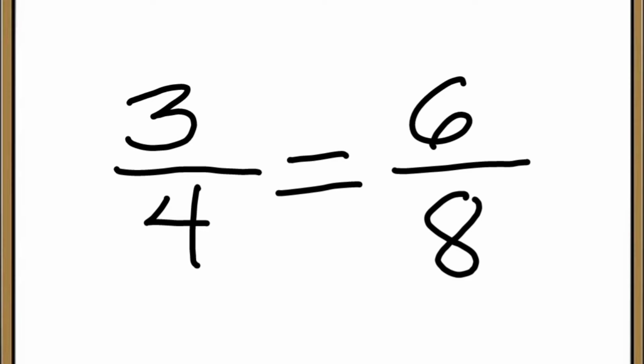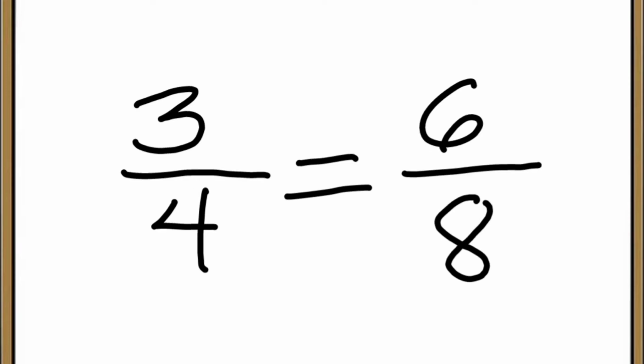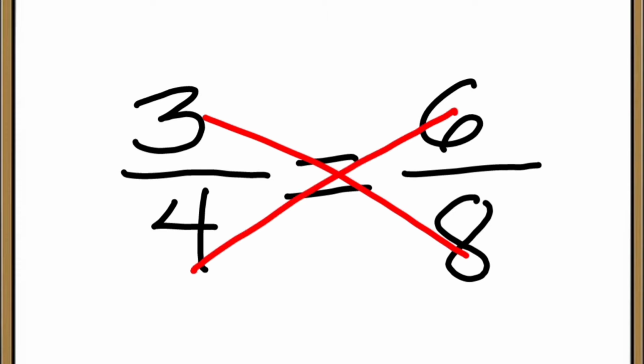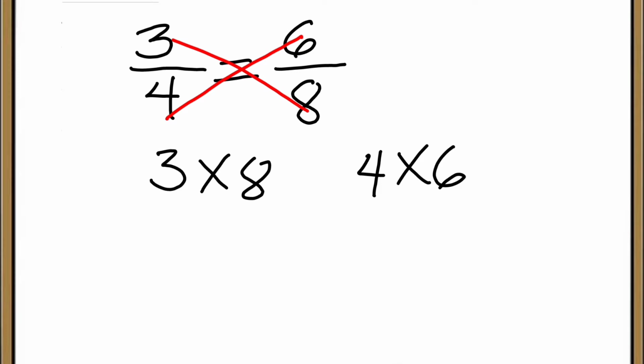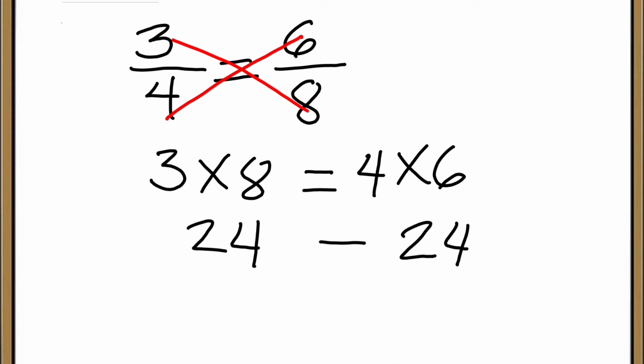Ngayon naman, i-prove natin that the two ratios are equal or proportion gamit ang ating fraction form. So, paano natin gagawin yan? We will use cross product. So, let us multiply 3 times 8 and 4 times 6. So, 3 times 8 equals 24 and 4 times 6 equals 24. They have the same product, which is 24.